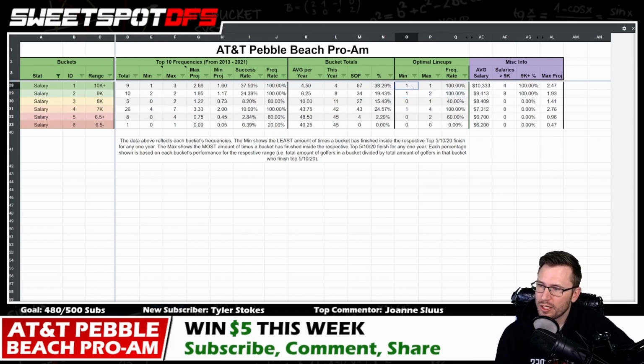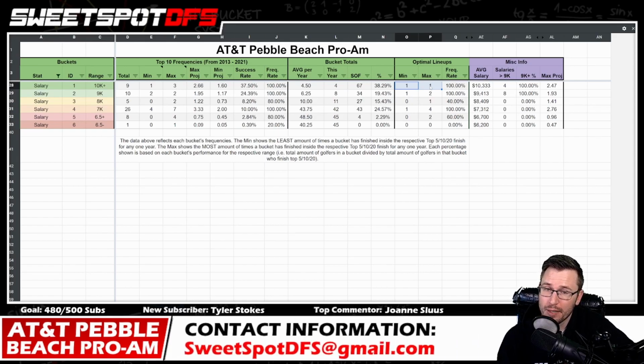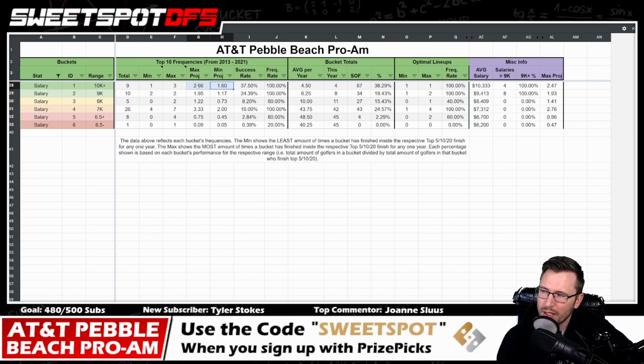And another thing to point out, there's only been a maximum of 1 golfer from the 10K range in the optimal lineup. So playing 2 10K golfers this year, probably not ideal. It's not to say you can't, because the projection is saying 1 to 3 probably will finish inside the top 10. But I think how the rest of the salary construction might shake out this year, you might not be able to do it. So probably avoid that.